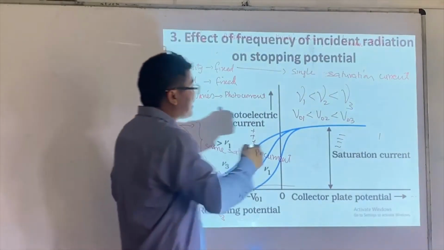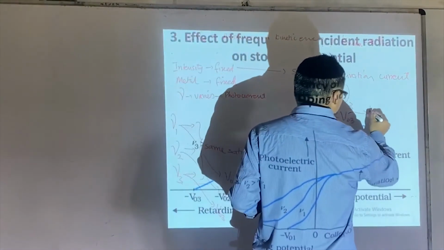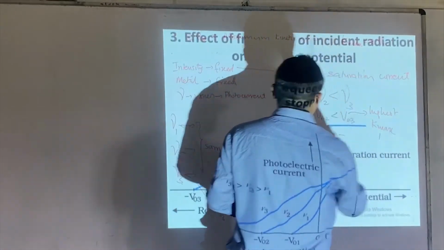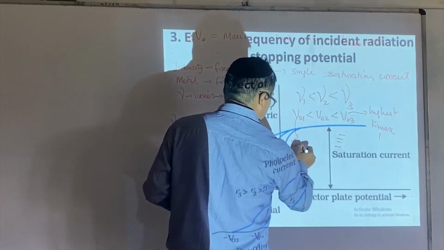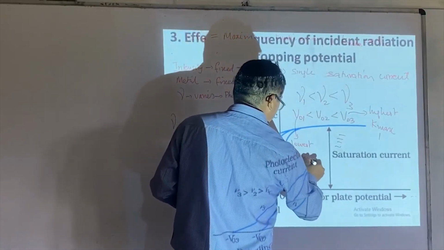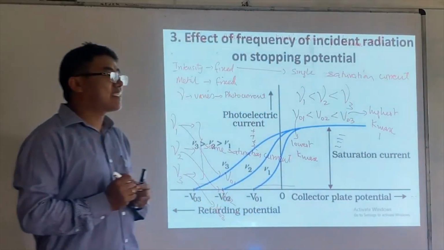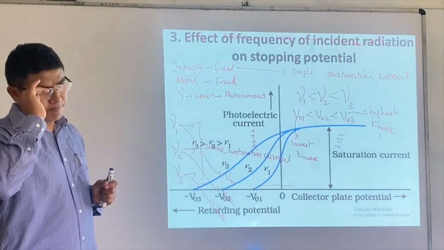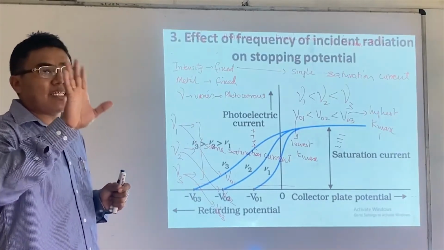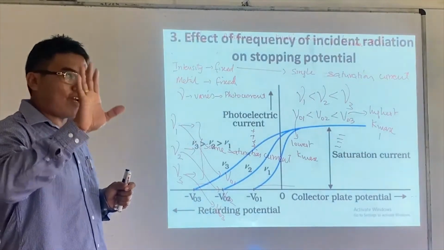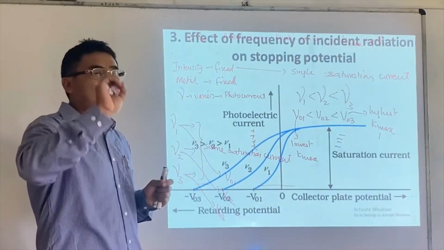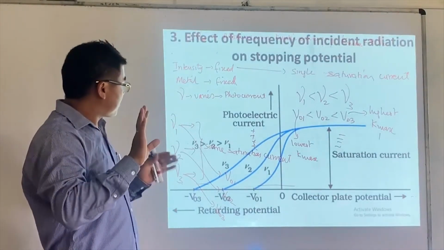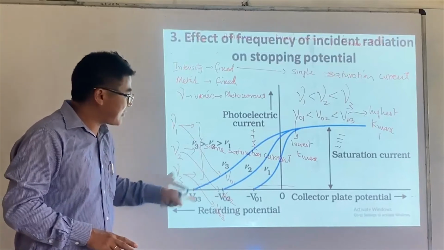So that means this has the highest maximum kinetic energy, and this has the lowest maximum kinetic energy. In a way, this tells us that the frequency is the one that determines the energy of light. Intensity is not the one that determines the energy of light. It is the frequency of light which determines the energy of light. So this is the point. So we would get a different light.